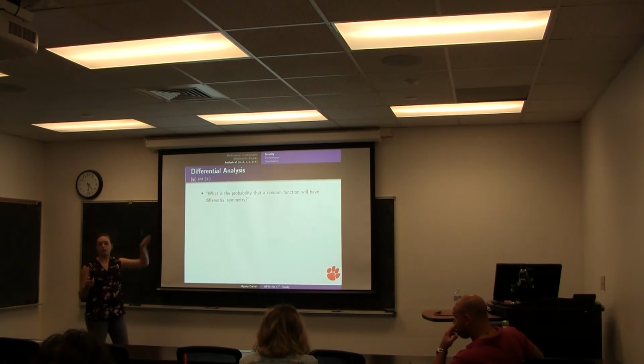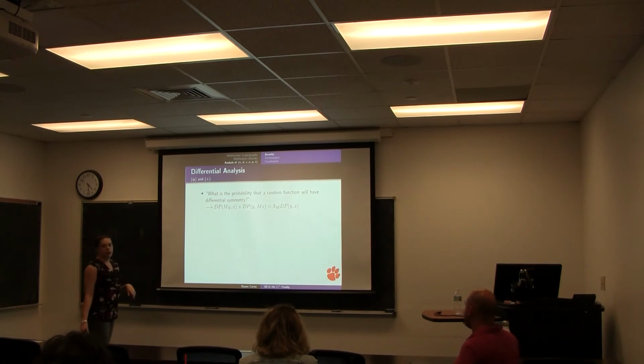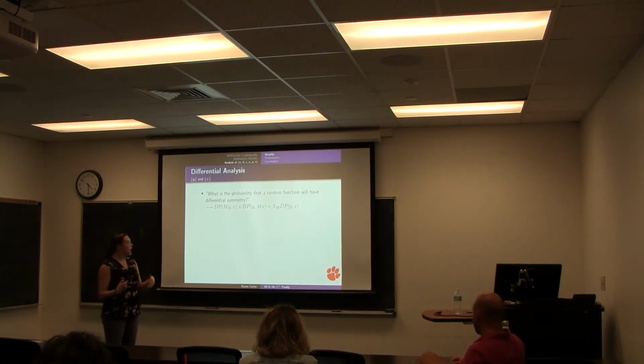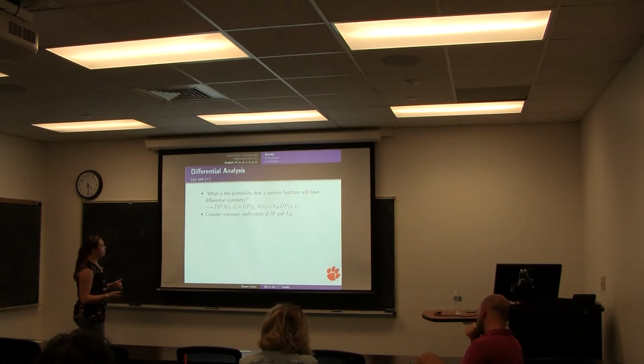But this is helpful just for some heuristics. So again, this is the relation that I'm trying to find. If I'm a differential adversary, I'm trying to find a linear M and a linear lambda M that I can factor out. All right, so we want to consider the unknown coefficients in M and lambda M.